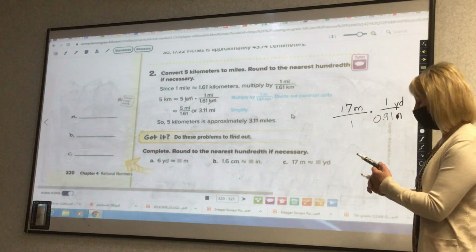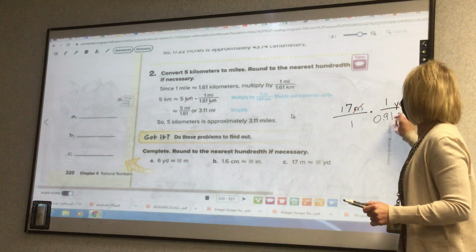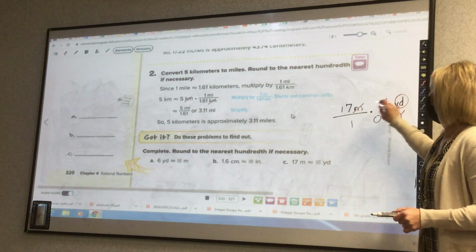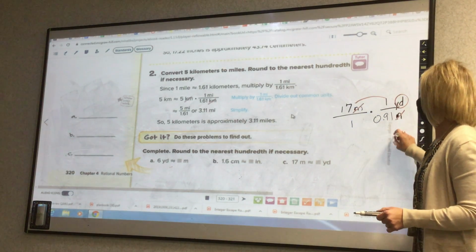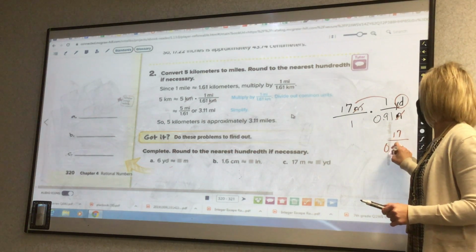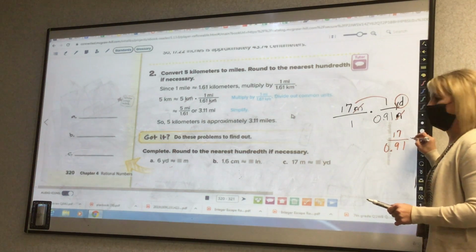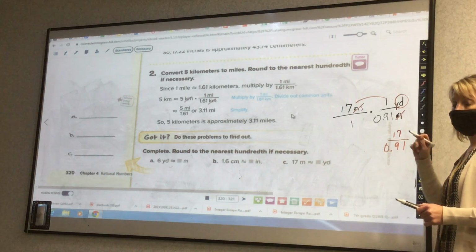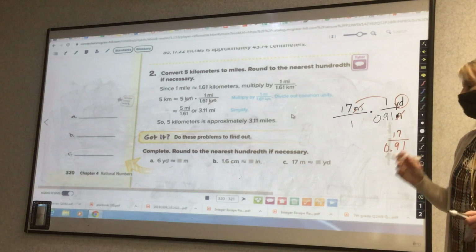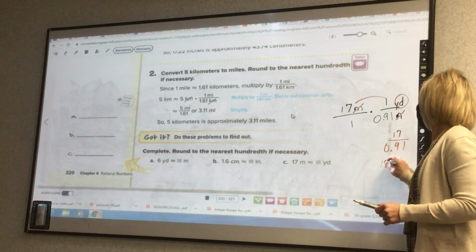Okay, now my meters cancel out. So I know I'm going to be left with the label yards. And then I do 17 times 1 is 17. 1 times 91 hundredths is 91 hundredths. Then I put this in my calculator. 18.6813.